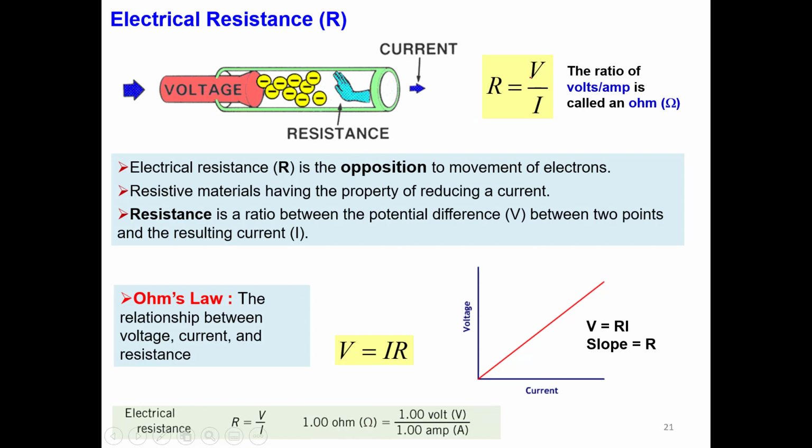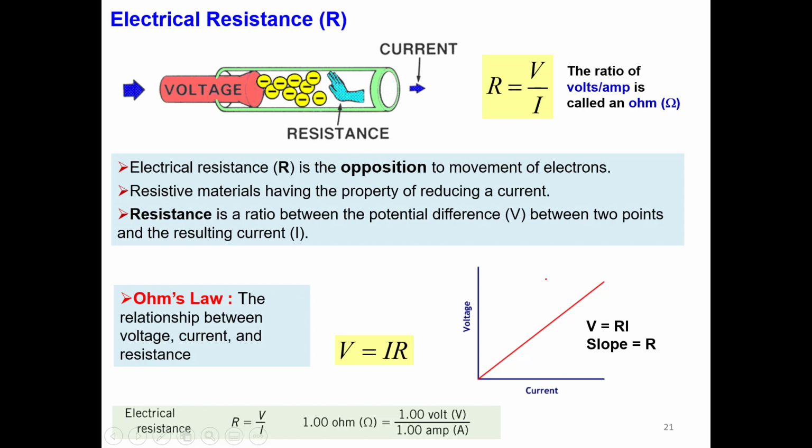Then again, the resistance is defined as the ratio of voltage to current. The units are volt because we have voltage, and amp because we have current in the denominator, and this has a special name, ohm. The unit for resistance is ohm.